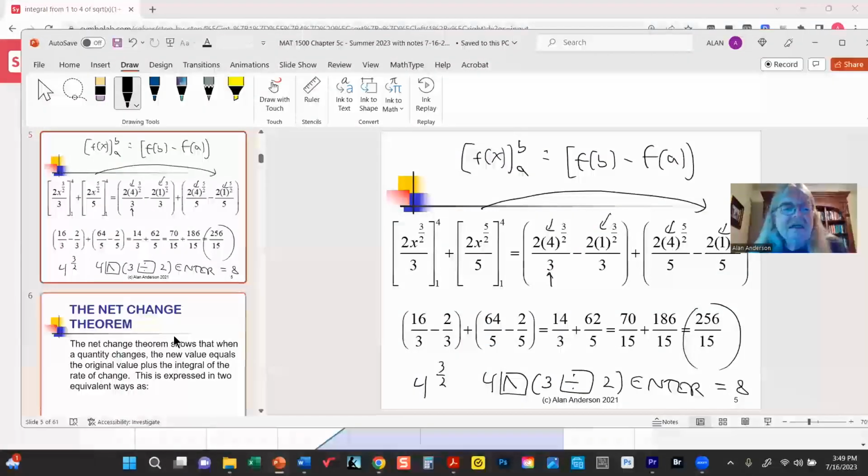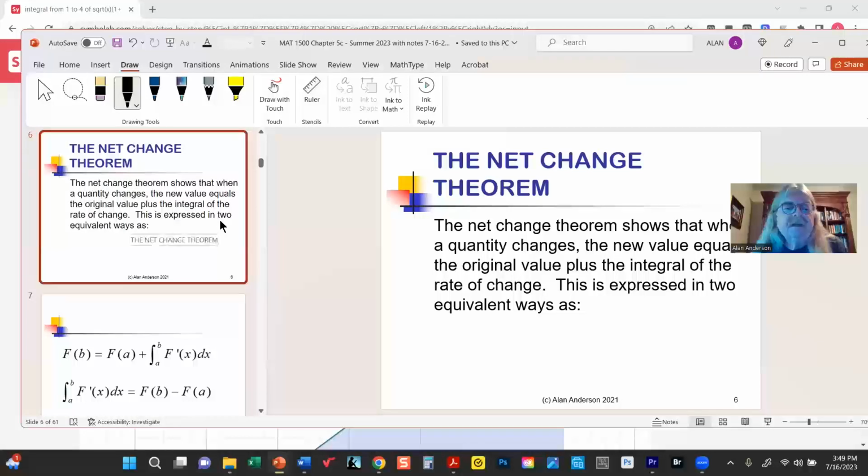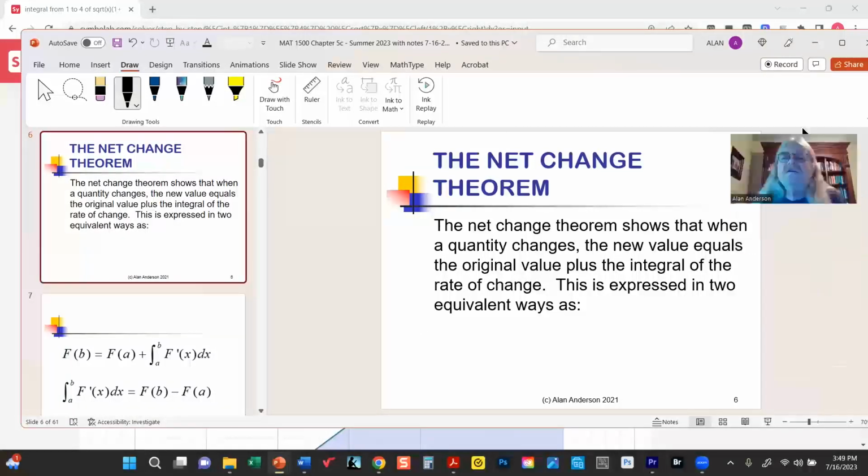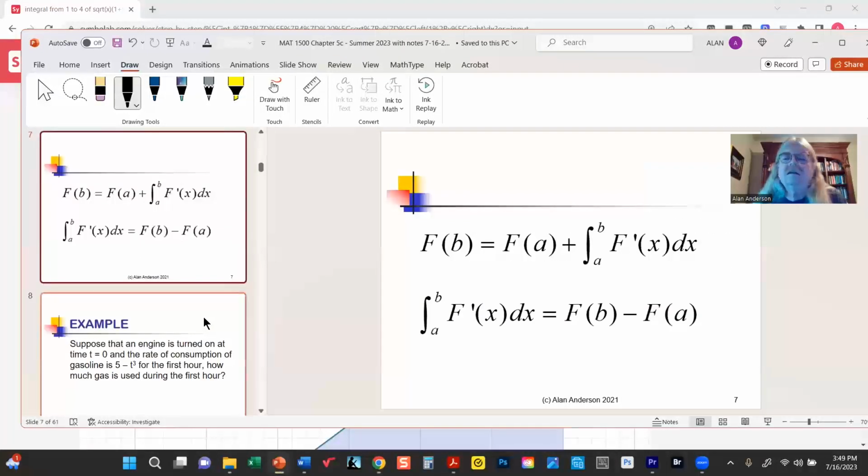Okay. All right. Now, the net change theorem shows that when a quantity changes, the new value equals the original plus the integral of the rate of change. What does that mean? All right. This is what they're telling me. So basically what it means is this. You've got a function like we just had.